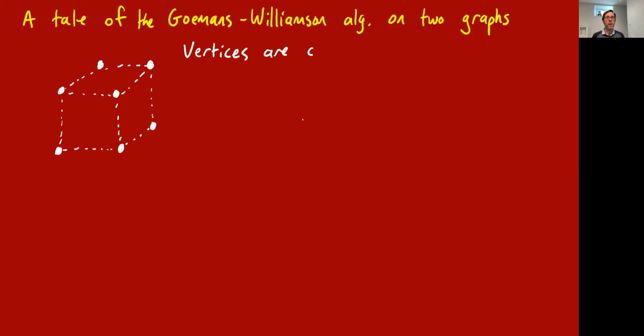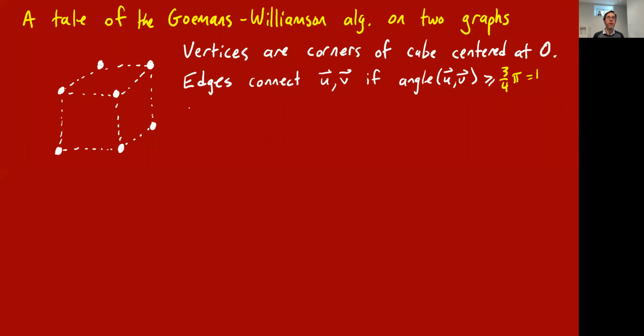So the first graph I want to talk about looks kind of like this. The vertices are the corners of a cube centered at the origin, but I don't put in the normal edges. Think of this cube as sitting in high dimensional space. If the origin is here, I consider connecting two vertices if the angle between the vectors going to those corners is at least 3/4 pi, or 135 degrees.